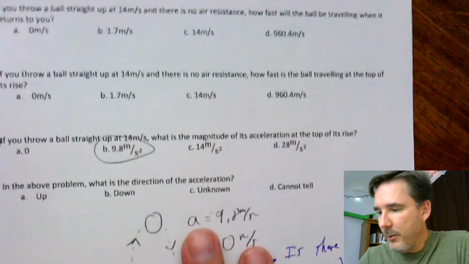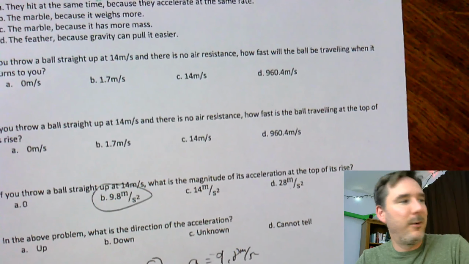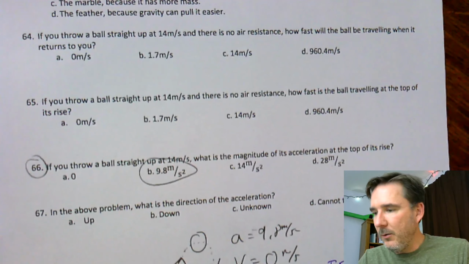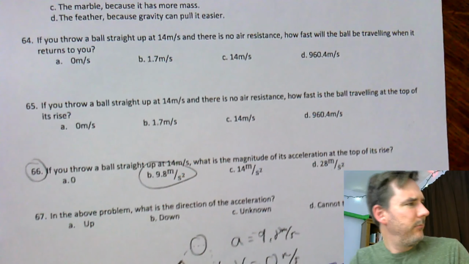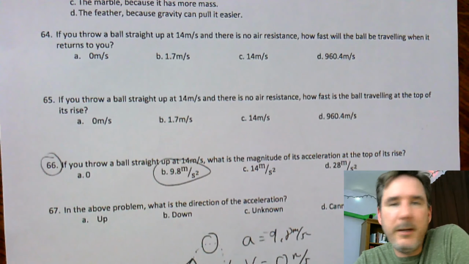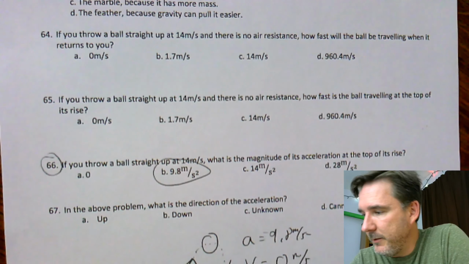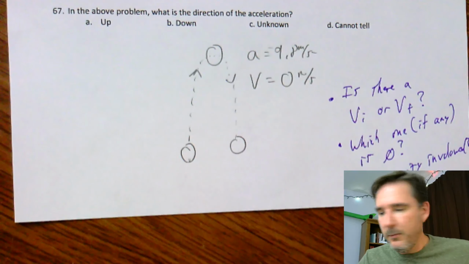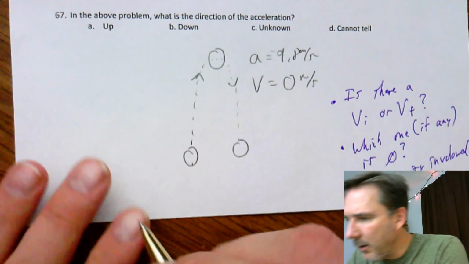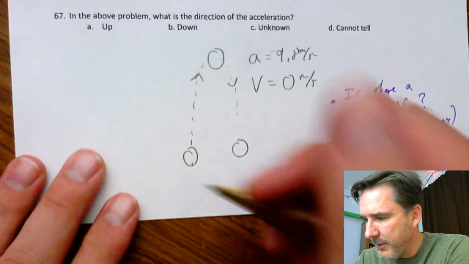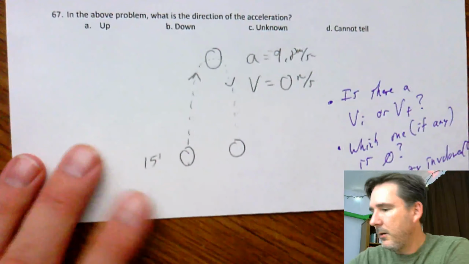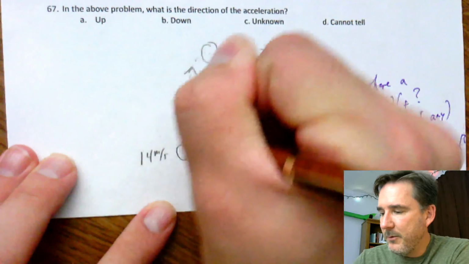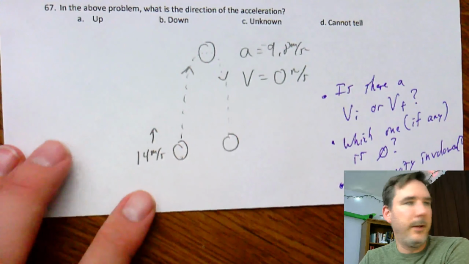Oh, number 64. I got a request. Yes. Good question. Okay. So number 64. Is there a 64? There it is. Okay. You throw a ball straight up at 14 meters per second. There's no air resistance. How fast is the ball traveling when it returns to you? That's a good question. And if you look back to our example over here, what's happening? Well, let's say you throw the ball up at 14 meters per second up.